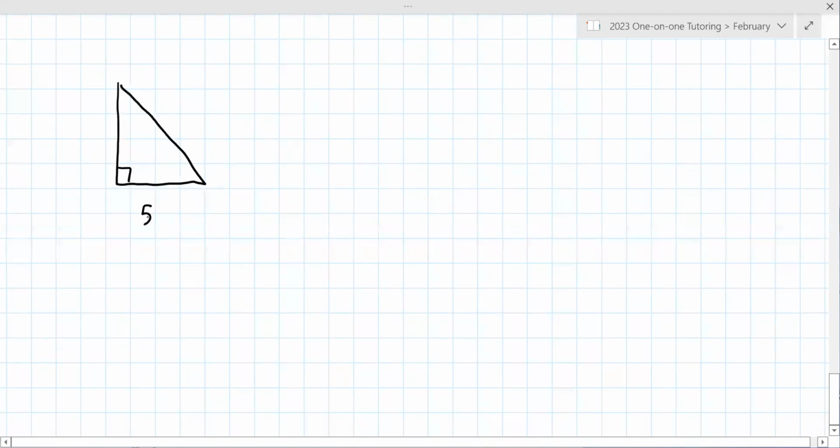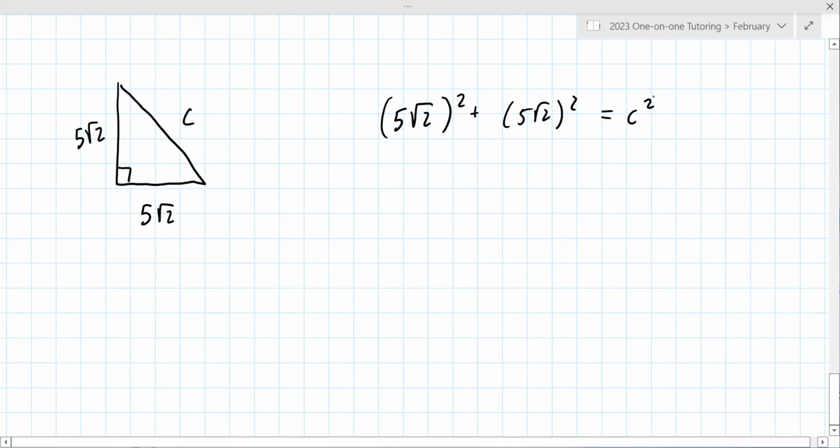Now there's another variation on this problem, which is what if the leg is 5 square root 2 and 5 square root 2? We're going to use the Pythagorean theorem on this one. 5 square root of 2 squared plus 5 square root of 2 squared equals c squared.